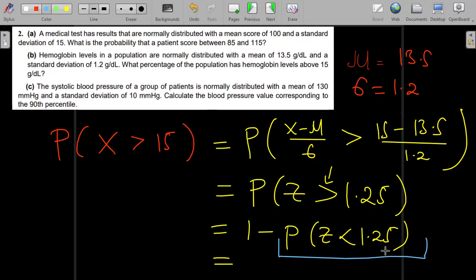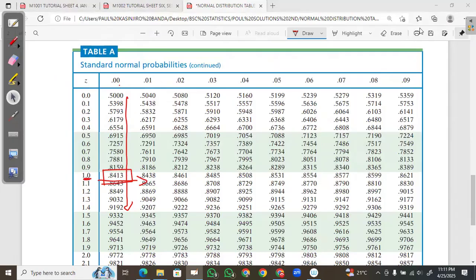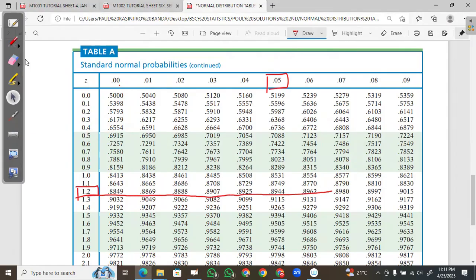Okay, so Z is less than 1.25. It means that on my column, I'm looking for 1.2, and on my row, this side, I'm looking for 0.05. So 0.05 is here, and 1.2 is here. Let's go this way and see where these two meet, and then we also come down like that. They meet at this answer, which is 0.8944.